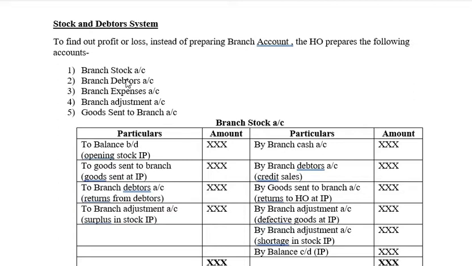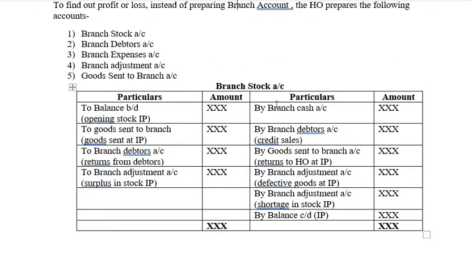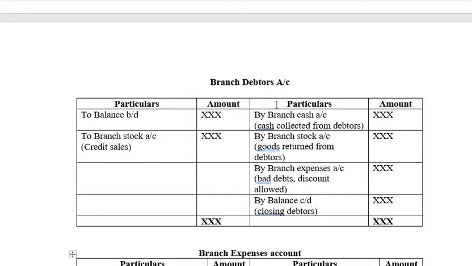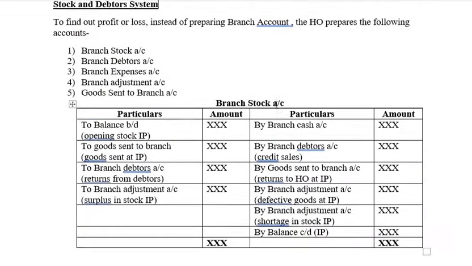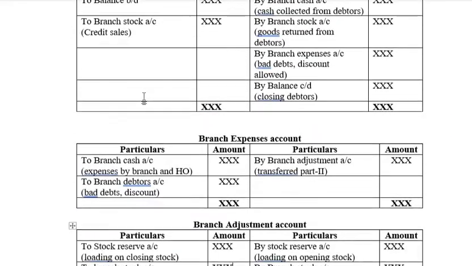So in the previous class, we have seen these two proformas, that is, branch stock account and branch debtors account. Here is the proforma of branch stock account, which we have already dealt with, and the next one was branch debtors account, which we have already studied. Today we'll be dealing with the next three accounts: branch expenses account, branch adjustment account, and goods sent to branch account. Let's go with the first one, branch expenses account.